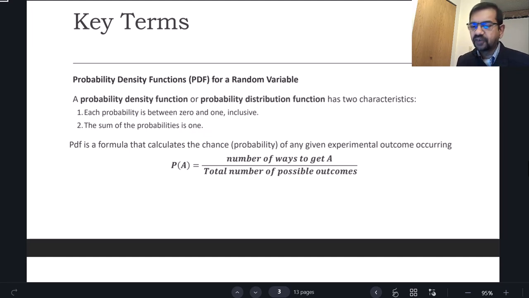The PDF formula is the mathematical expression that calculates the outcome of any random experiment. Let's say we're interested in finding out the probability of an event A occurring. It's given by the number of ways A can occur divided by the total number of outcomes. And we will look at a couple of examples to clarify this concept further.